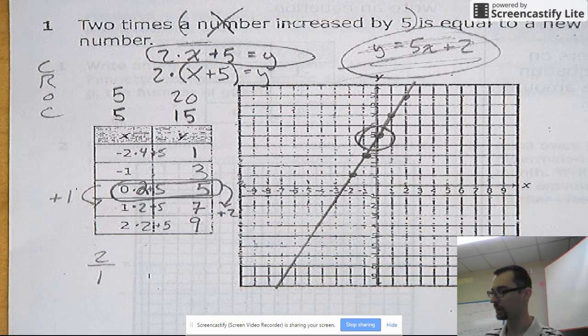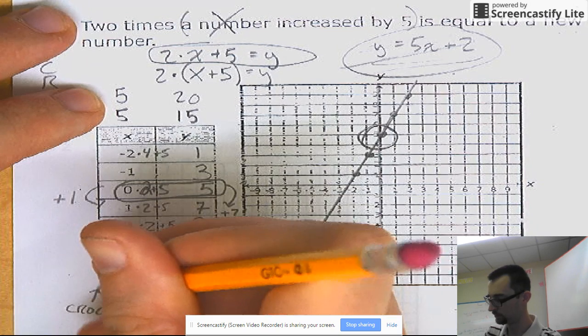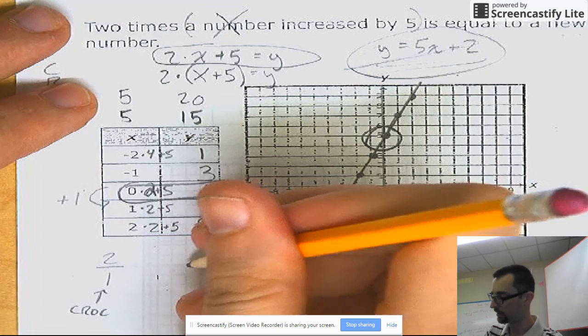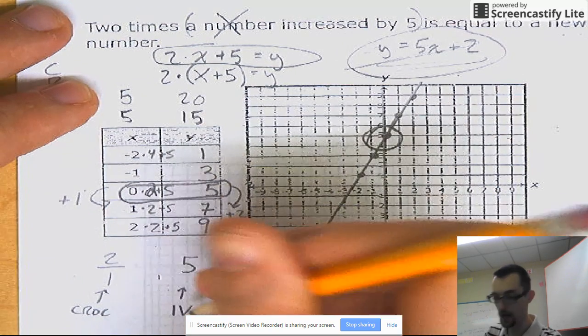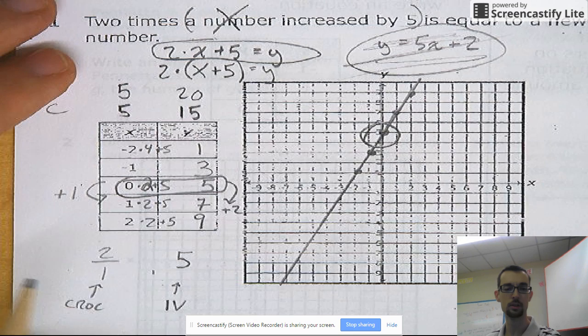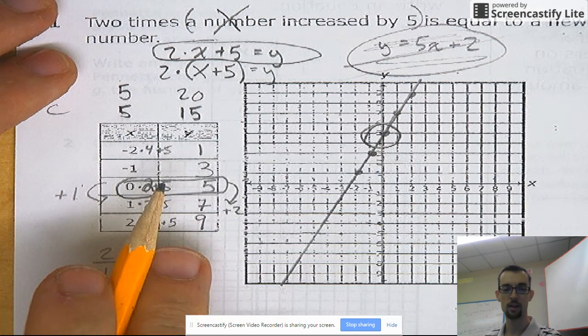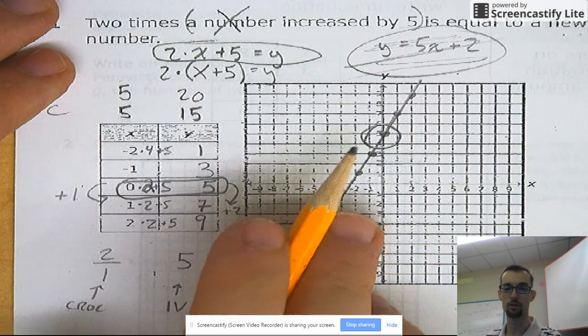Now these two things, I said this was the CROC, right? Constant rate of change was 2. Got that from my table. My initial value was 5. Got that from my table and from my graph. Oh, by the way, you can also see your CROC in your graph, right?